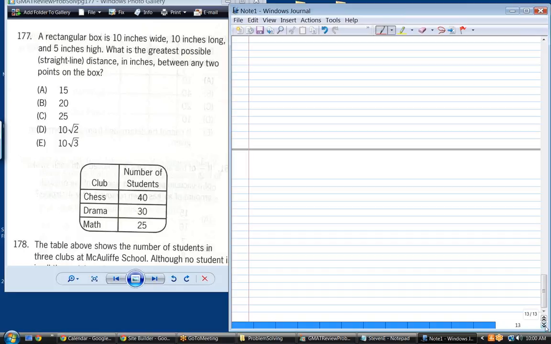10 inches wide, 10 inches long. We could go through a lot of geometry here, but there's a formula that's easier to memorize. What the heck? I'm a horrible artist, but that's our box. Okay, and it's 5 by 10 by 10.